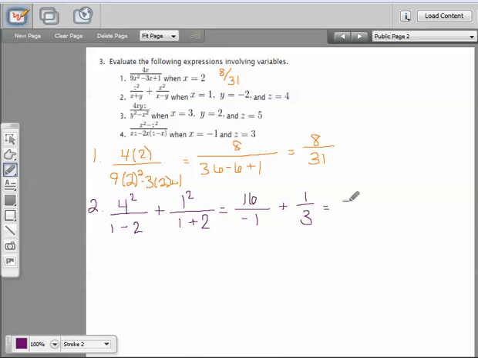So we get a negative 16 plus 1/3. And that ends up with a negative 15 2/3. So I'm going to come up here and write that. So a negative 15 2/3.